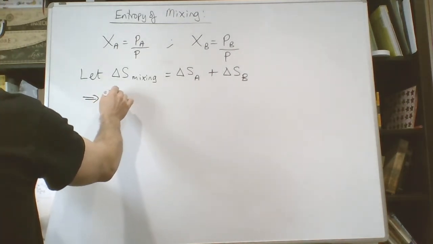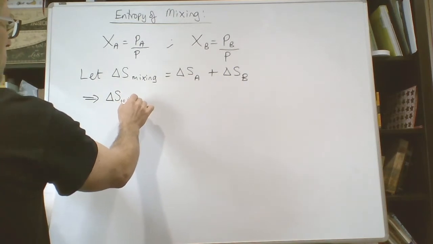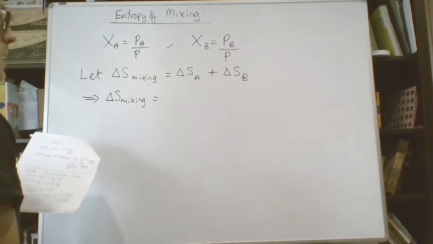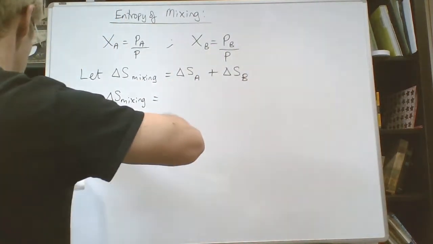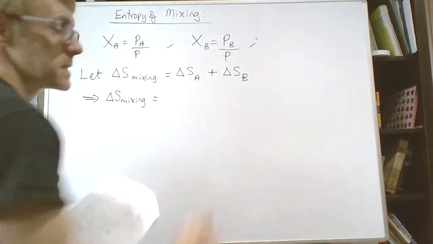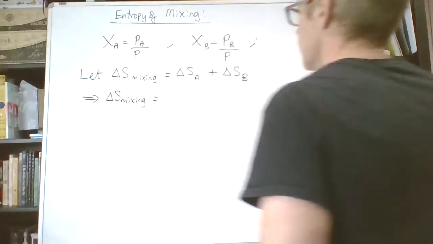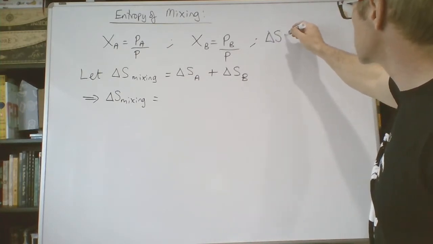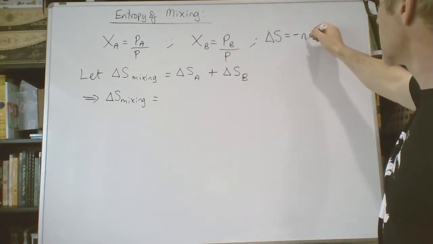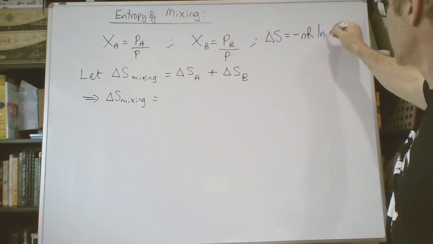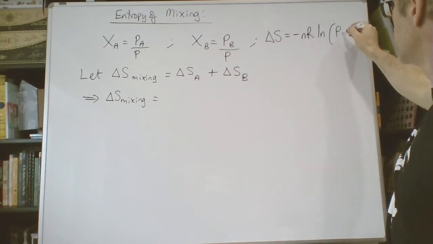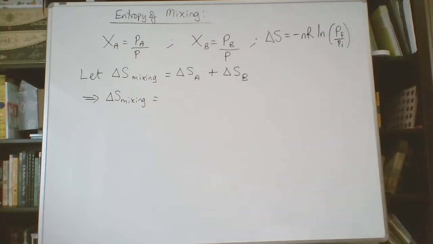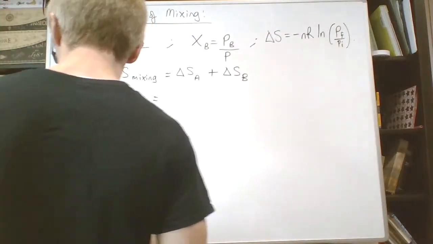Well, this implies that delta S mixing... I should probably state an equation ahead of time as well. Recall from the previous slide we had delta S for a gas is minus nR log P final over P initial. So that's one of our equations that we had previously. We're going to need that now.